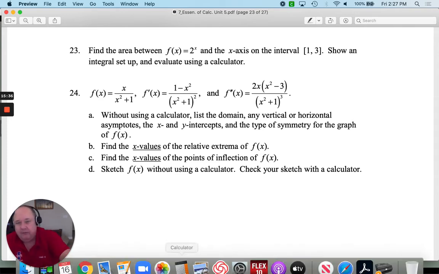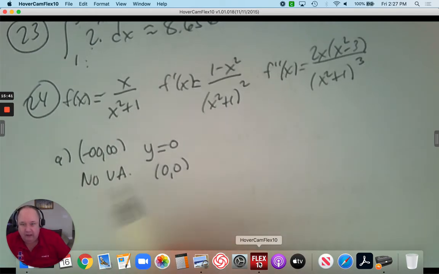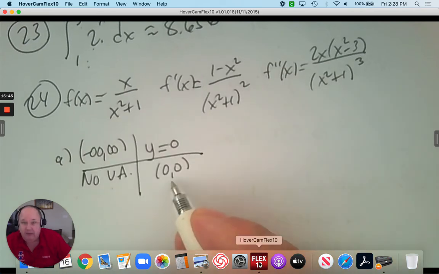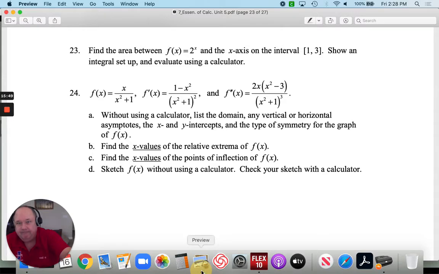So A is done. Let me show you. So the domain, no vertical asymptote. We have a horizontal asymptote at y equals 0. And we have an intercept at 0, 0. All this is pre-calculus.